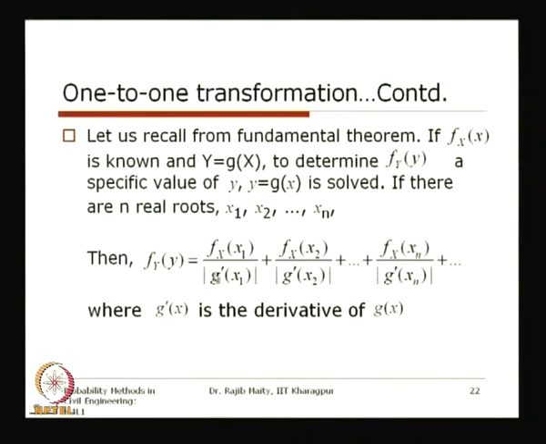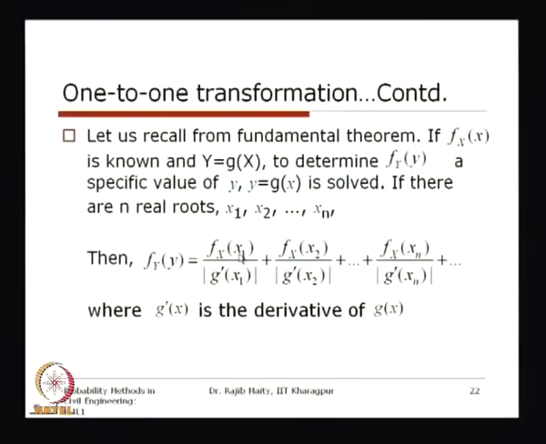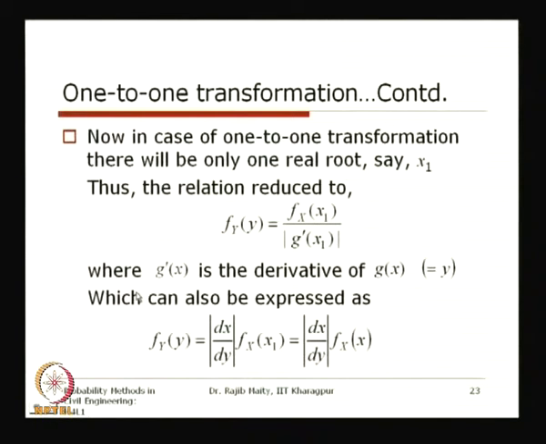Now, this g prime(x) is the first derivative of g(x). Here, what we are saying is that this is a one-to-one transformation, that means there will always be one root. So, when we take a specific value of y, there will be one and only one value of x, because we started with the assumption that this is a one-to-one transformation. So, straightforwardly, we can reduce the other components.